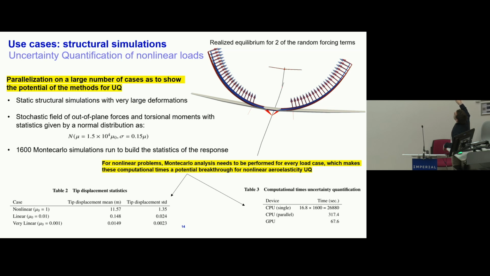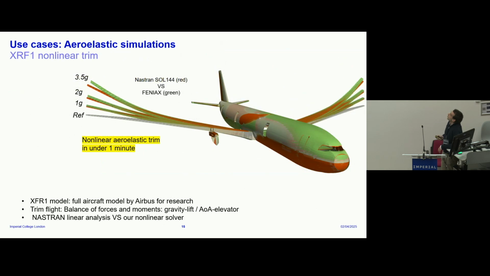Now, when we do this in the parallel CPUs, so using all the cores of the CPU, it gets to 300 seconds, but on the GPU you can see just over a minute. So this is very promising for Monte Carlo analysis, where you need, especially if it's nonlinear, for each case that you want to analyze, thousands of simulations. If you want to do this with Nastran or other FE, then it will take hours times 1,000, and you see the computing power.